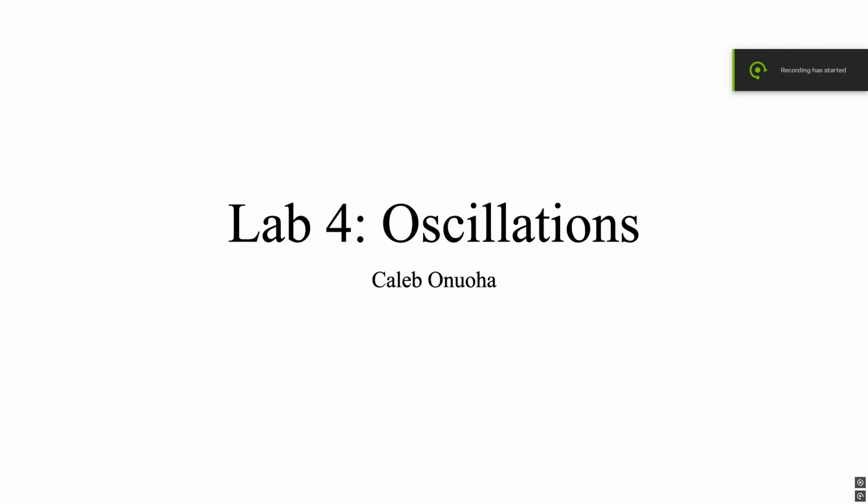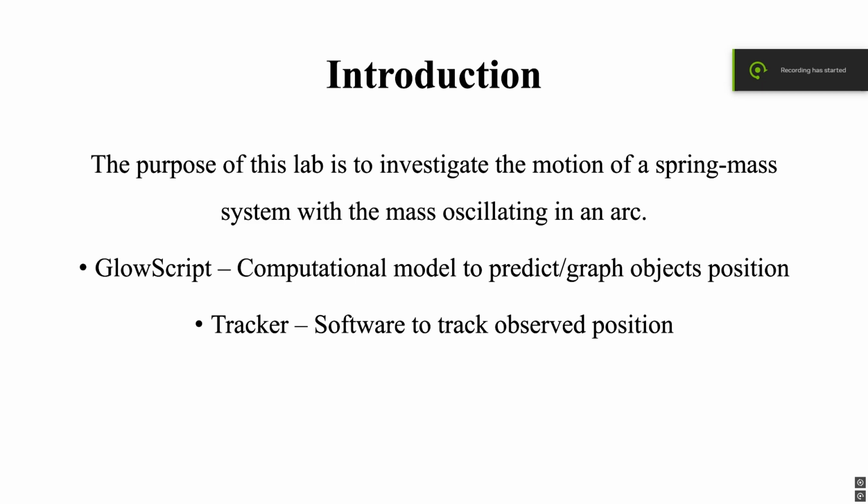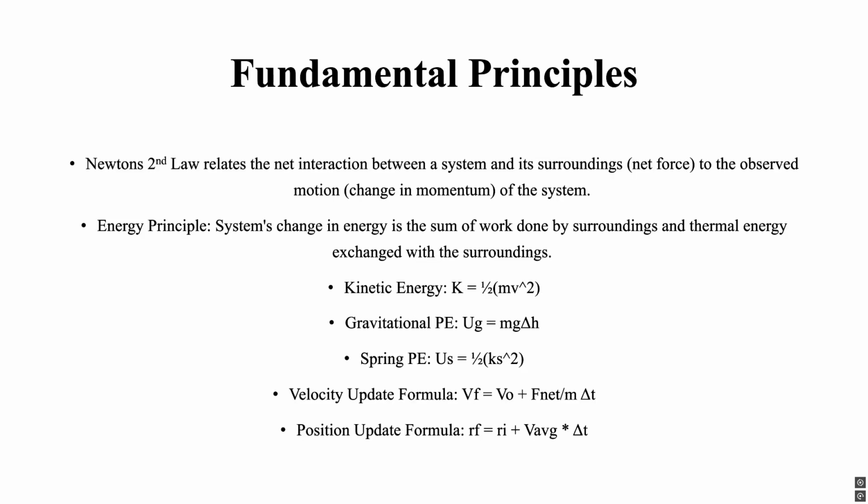Hello, my name is Caleb and this is Lab 4, Oscillations. The purpose of this lab is to investigate the motion of a spring mass system with the mass oscillating in an arc. GlowScript was used to make a computational model to predict or graph the object's position, and Tracker was the software used to track the observed position of the object during the experiment.